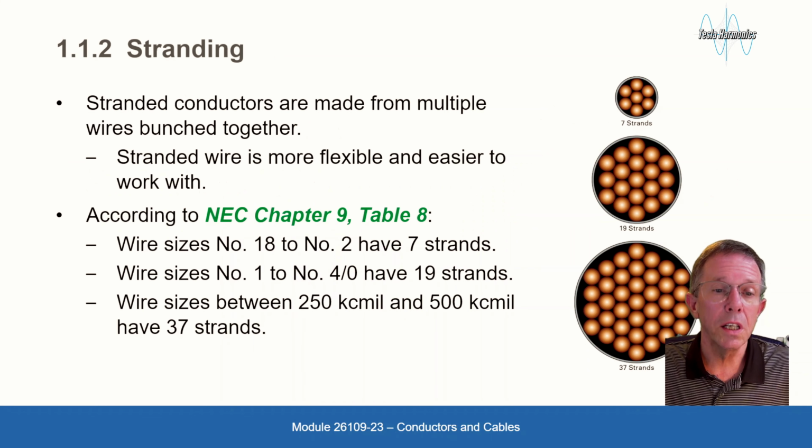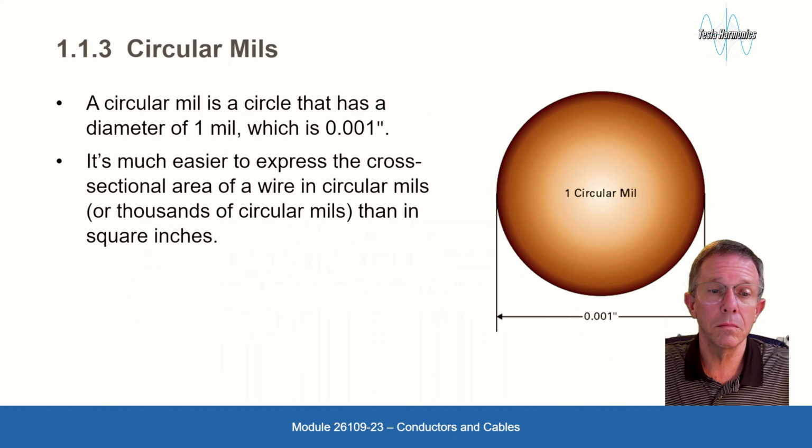Stranding. Stranded conductors are made from multiple wires bunched together. Stranded wire is more flexible and easier to work with. According to NEC Chapter 9, Table 8, wire sizes number 18 to number 2 have 7 strands, wire sizes number 1 to number 4/0 have 19 strands, and wire sizes 250 kcmil to 500 kcmil have 37 strands.